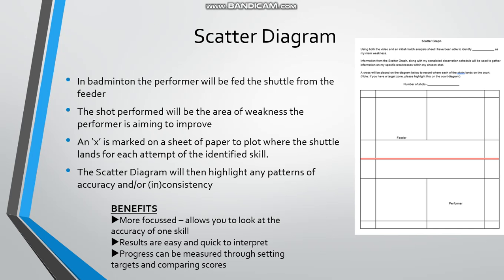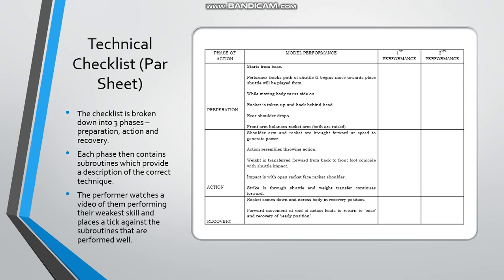The benefit of this is it is a lot more focused than some of the other ones. So it's a single skill and it's homing in on that one skill. The results are easy to interpret and you can quickly see patterns that you're making, and the progress again in this one can be measured. So if you have a first sheet that you did two weeks ago and the shots were all over the place, and you've done one today and they were more concise, the shots were landing more in the same area, that shows you that you can compare and you're improving.